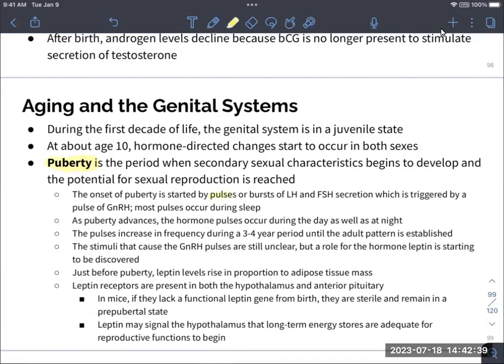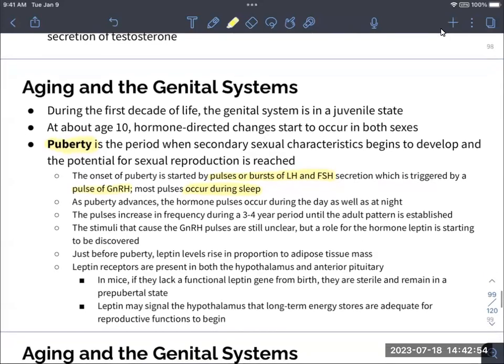We get pulses or bursts of luteinizing hormone being secreted because it's triggered by pulses of gonadotropin releasing hormone. It mostly occurs during sleep. Once puberty starts, this hormone is also active during the day and night. It increases over a 3 to 4 year period until the adult pattern of these hormones being released has finally been established.